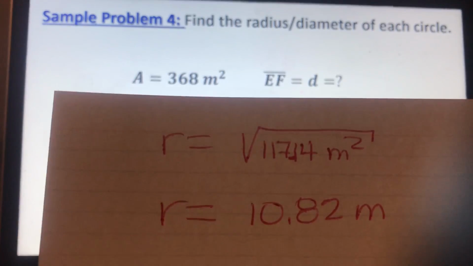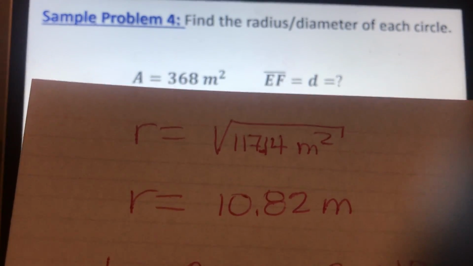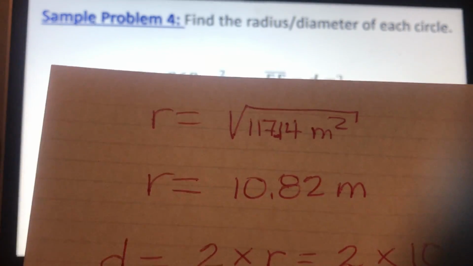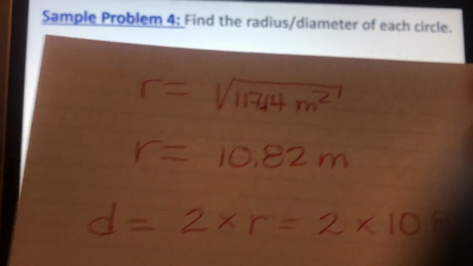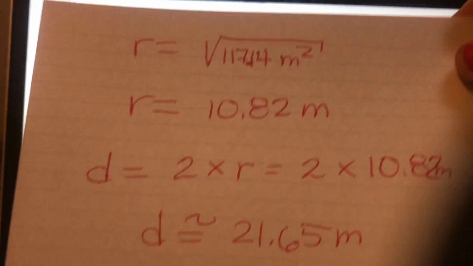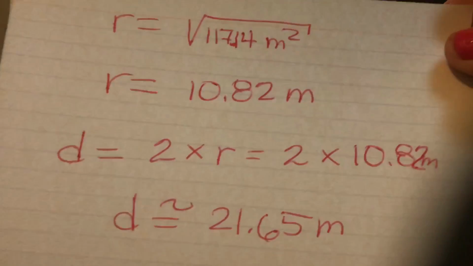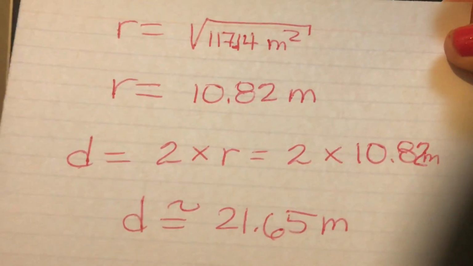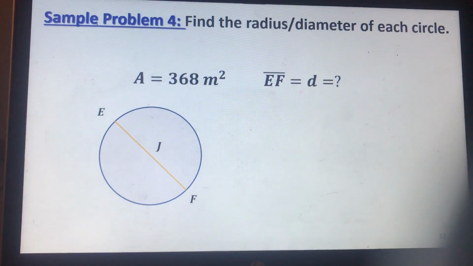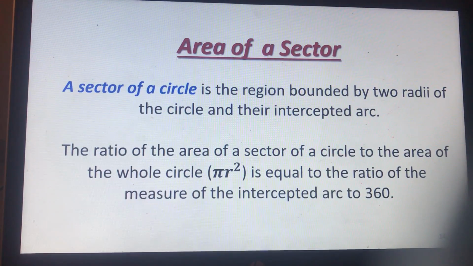But again, we're not looking for r squared, we're looking for r, right? So r is equal to the square root of 117.14 square meters, which means r is equal to 10.82 meters. We simply multiply that by 2 because they're asking for the diameter. So the diameter is equal to 2 times 10.82 meters, which is approximately 21.65 meters. Okay, so right here you have the answer.